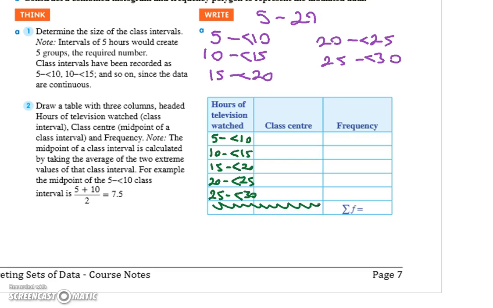How do we find the class center? Okay, what's halfway between 5 and 10? If I said what's halfway between 50 and 100, you'd go 75 straight away. So it's 7.5. So your class center is 7.5. Then what?